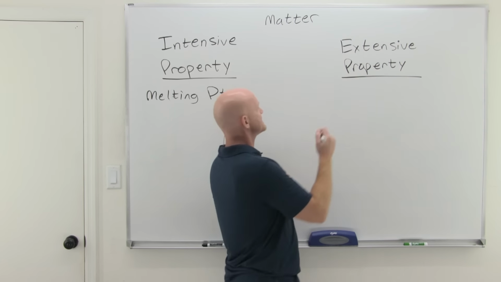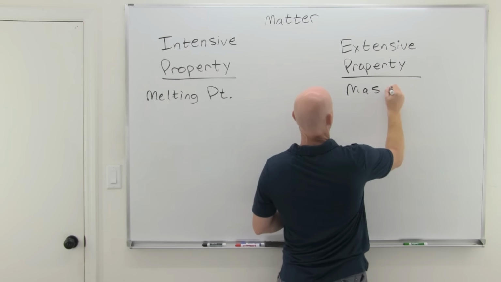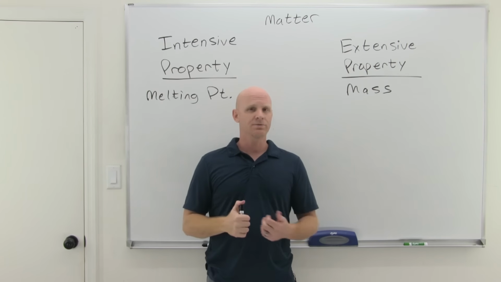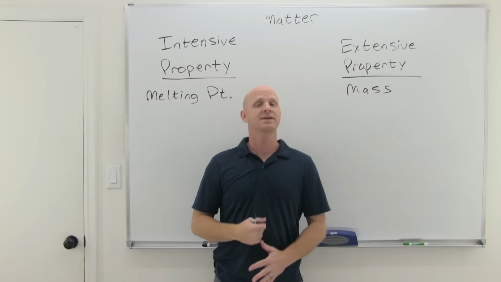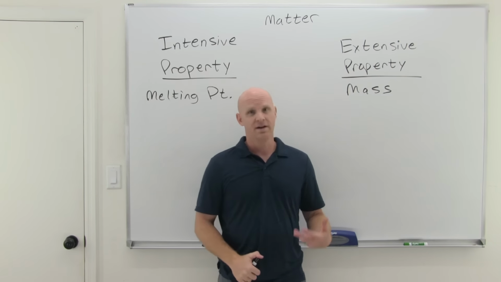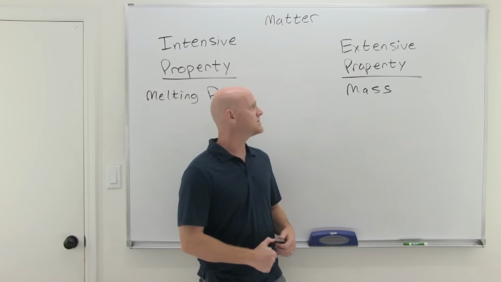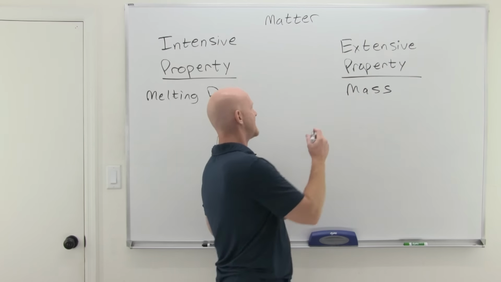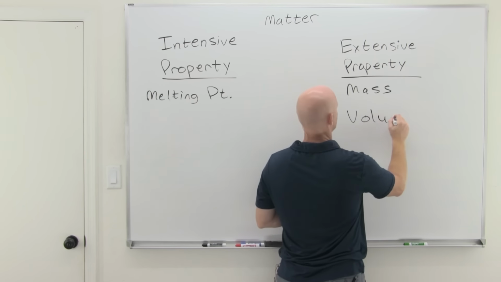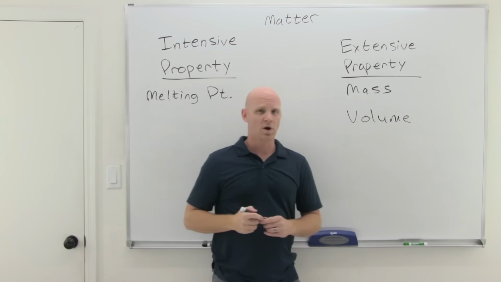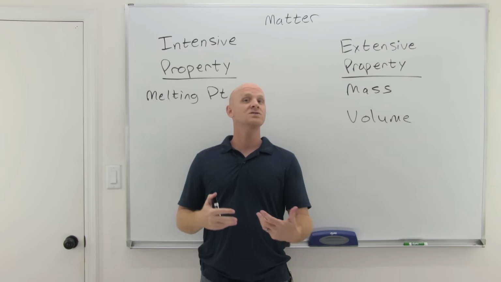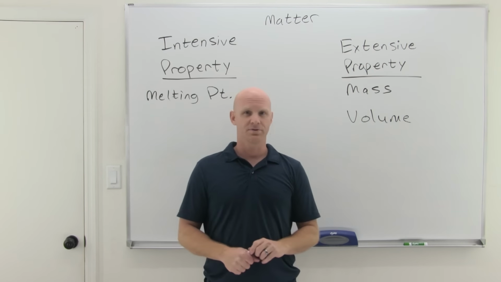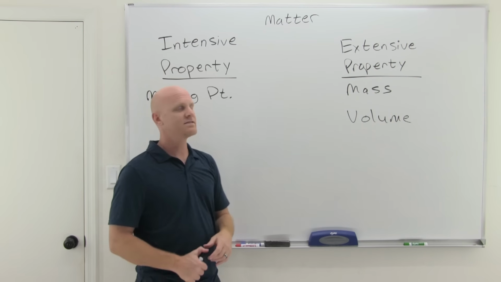Now, on the other hand, for an extensive property, you might have mass. So you put a glass of water on a scale versus putting an entire swimming pool of water on a scale, and those scales are going to read something very different. The mass is going to be very different between those two lovely samples. So the size of the sample is totally going to affect the mass of that substance. Same thing with volume. The volume of a glass of water is much smaller than the volume of an entire swimming pool full of water. And so the size of your sample is going to totally affect the volume of that sample. So good classic examples of extensive properties.